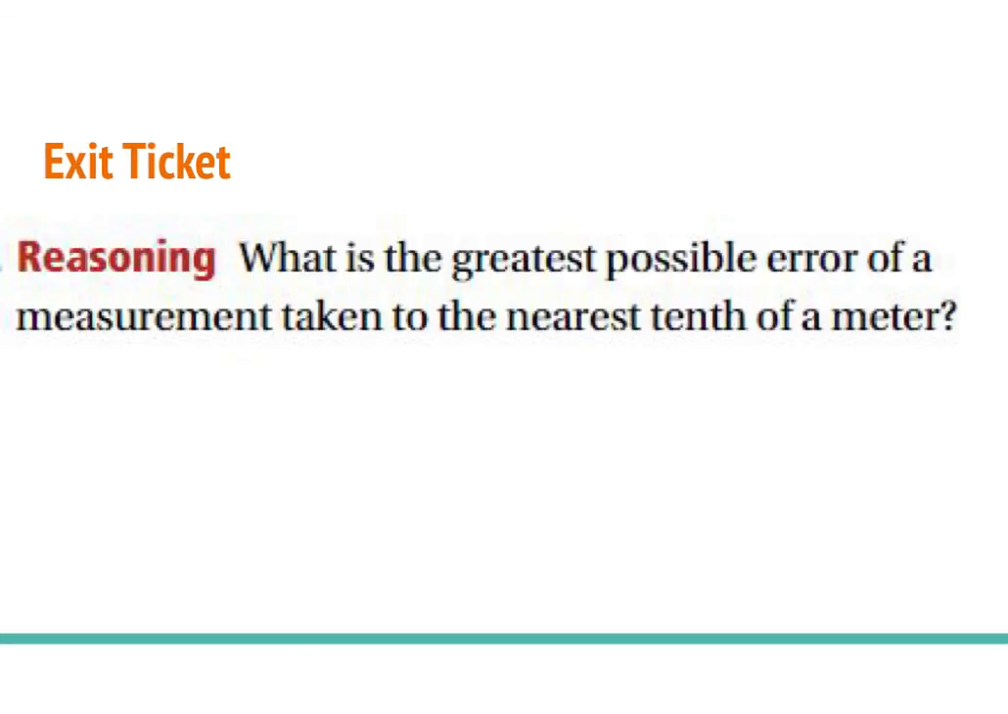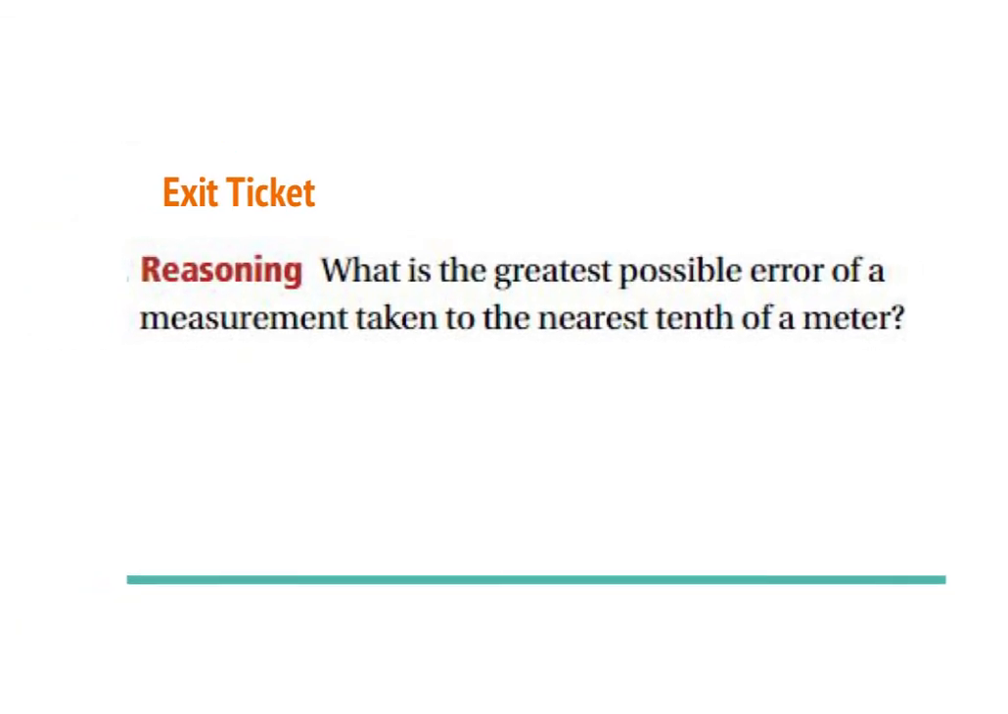Reasoning. So this is our exit ticket. What is the greatest possible error of a measurement taken to the nearest tenth of a meter? Let's think about that. Remember, our estimated is going to be subtracted from the actual. If our measurement is 0.1, but the actual is, say, 0.9, what's the greatest possible error of a measurement taken to the nearest tenth of a meter?